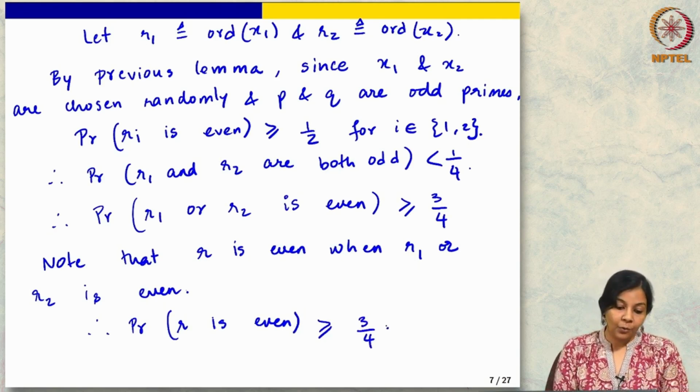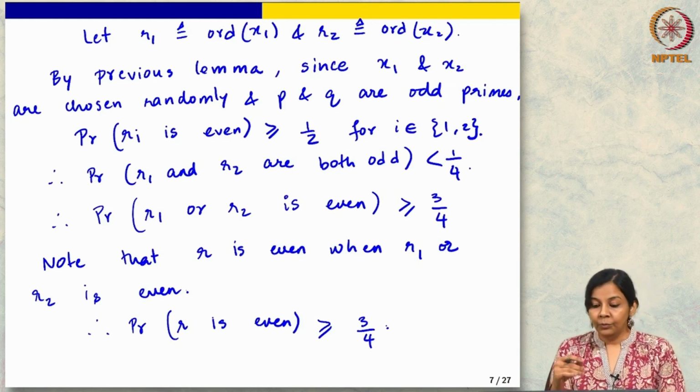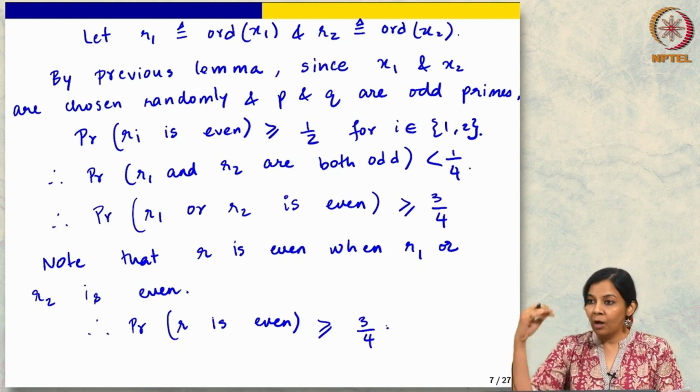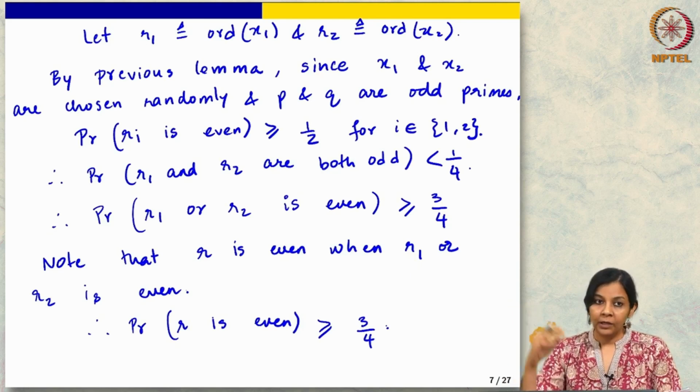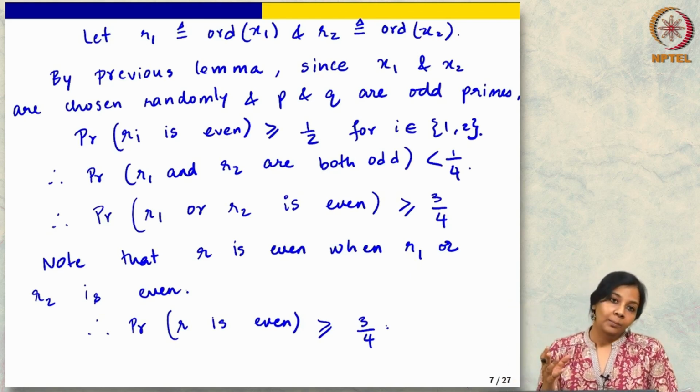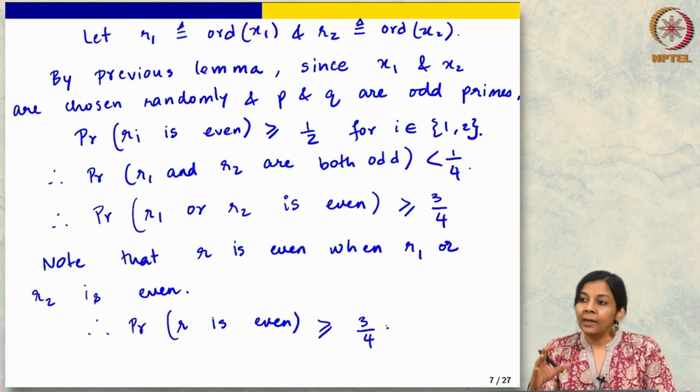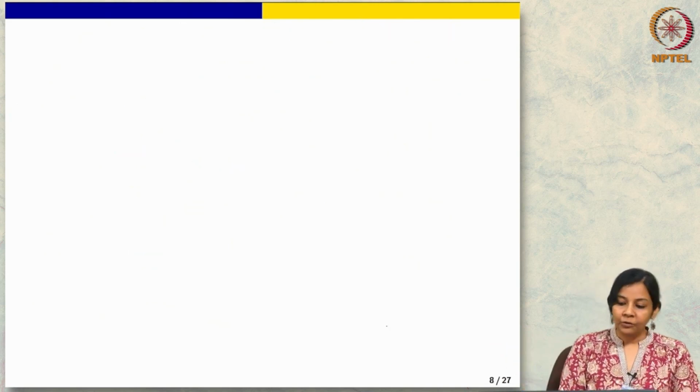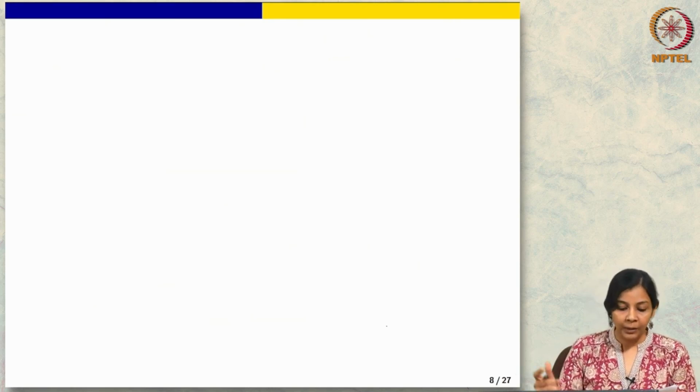Alright, so good. If it is even, then I can think of x to the r over 2. So now I need to think about the probability that this is a trivial or a non-trivial square root of 1. Okay. So this is just a simple argument.